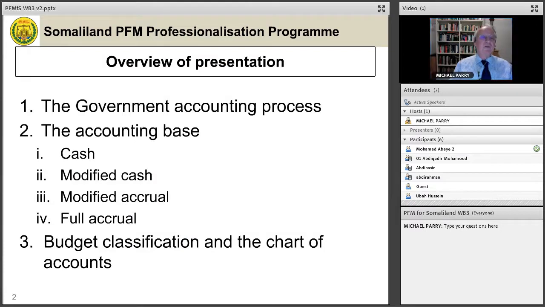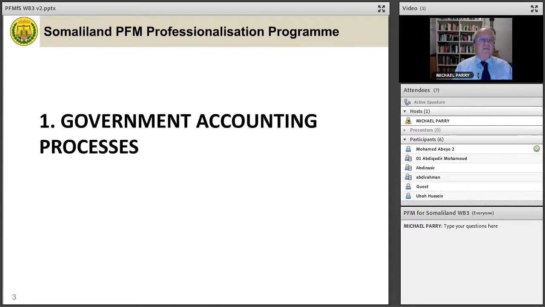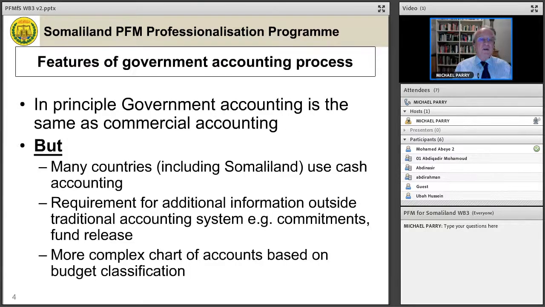What I'm going to talk about is, first of all, the government accounting process, and most of the presentation will be about the 4 accounting bases: cash, modified accrual, full accrual, and then finally the budget classification and the chart of accounts. First of all, the government accounting process.